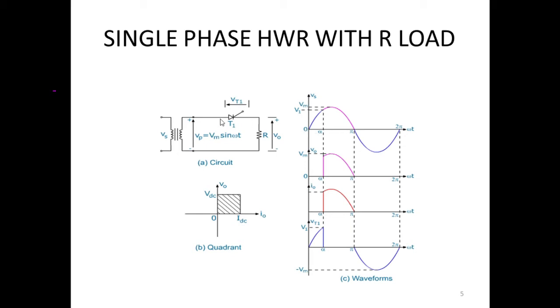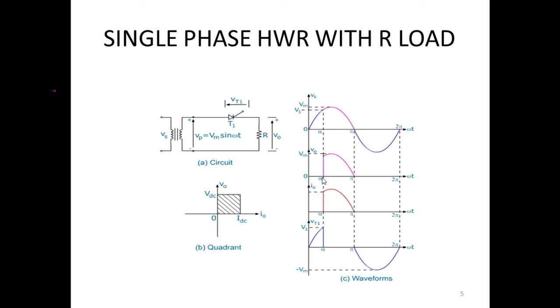When the supply voltage is applied, during the positive half of the cycle, the anode is connected to the positive and the cathode is connected to the negative. Therefore, the SCR is forward biased. But since it is forward biased, it will not start conducting. Only when the gate trigger pulse is given, it starts conducting.